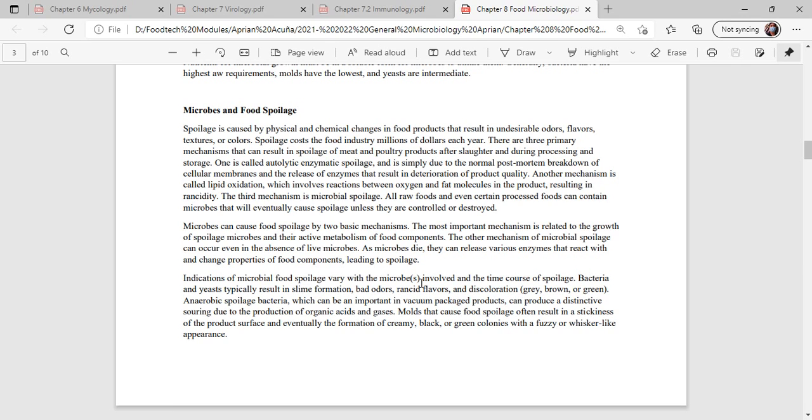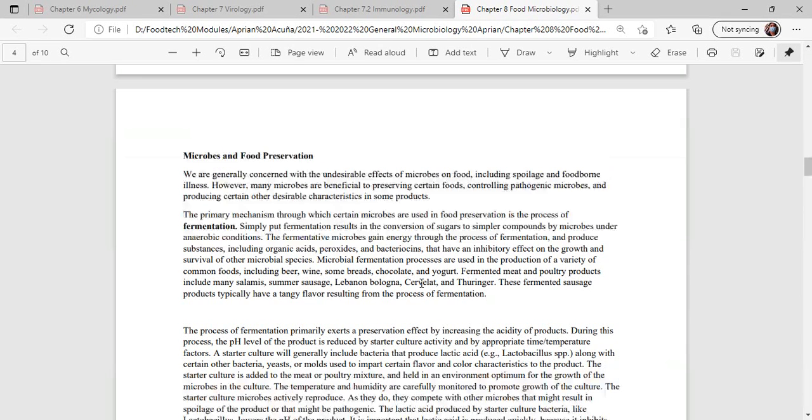Molds, like fungi, can cause food spoilage, often resulting in stickiness on our product surface and usually formation of creamy, black or green colonies with a fuzzy or whiskers-like appearance, or their dough or cotton-type look on our molds.